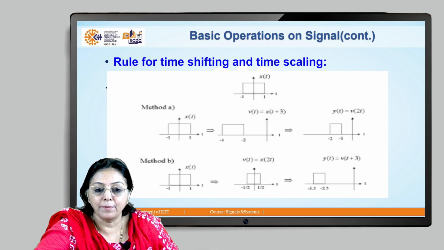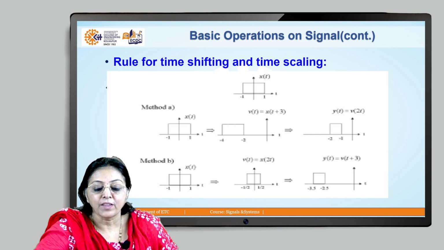So 1 divided by 2 gives 1/2, and for the other end, the signal starts from minus 1 to plus 1, minus 1 divided by 2 means it is shifted to minus 0.5. So from minus 0.5 to plus 0.5 you will get the signal, that is the compression. Amplitude does not change, amplitude remains as it is.